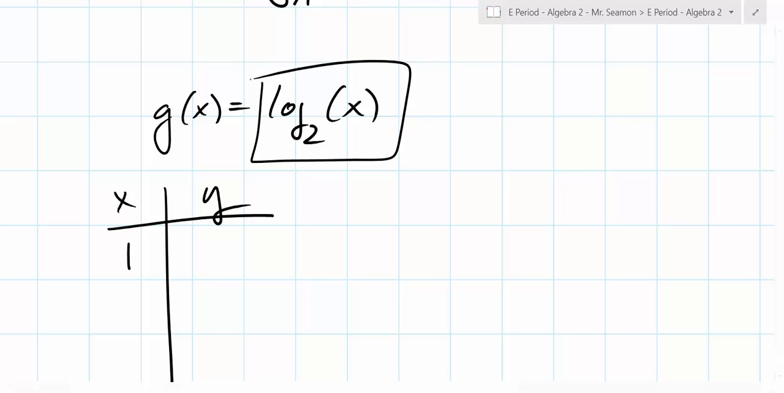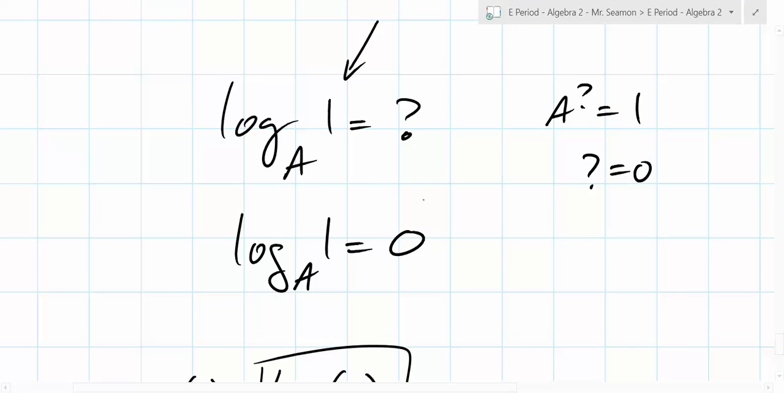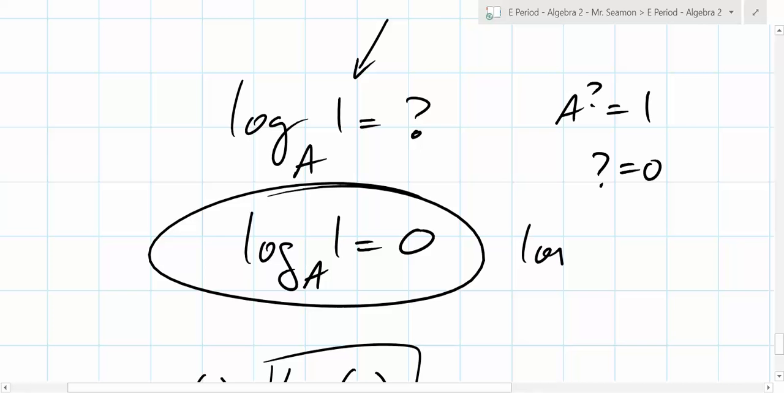I just said log of 1 is always what? 0. Log of 1 is always 0, no matter what the base is. When you plug in 1 into a log, it doesn't matter what the base is. What is it always equal to? 0. Right? Are we good so far? So what is log base 2 of 1? 0. What's log base 3 of 1? 0. It doesn't matter what the base is.